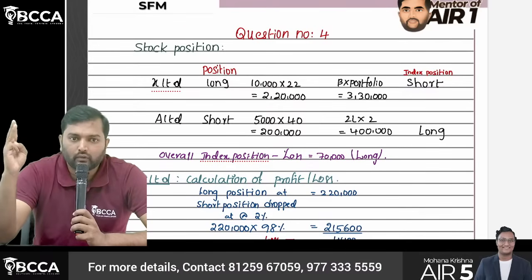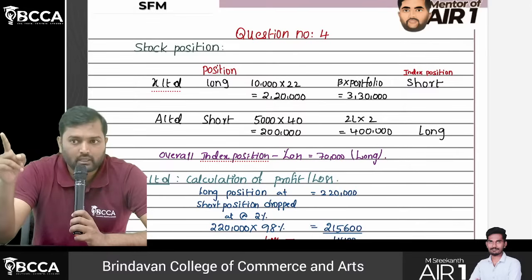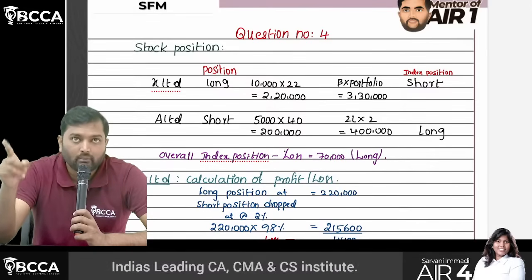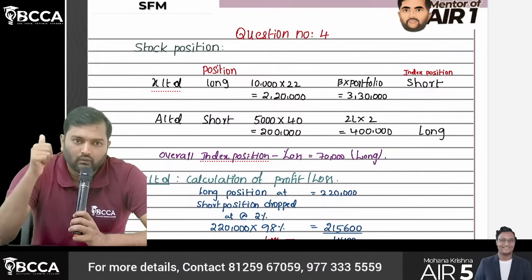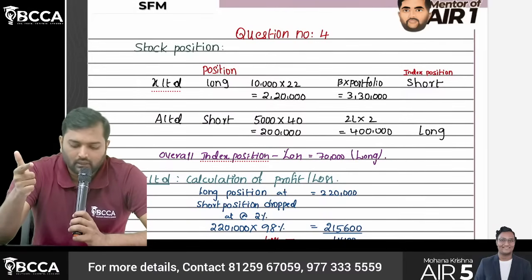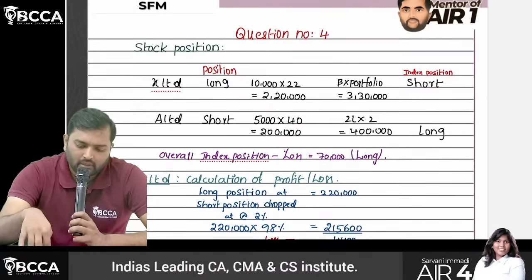So in our portfolio we have a 3: X Limited, A Limited, and next, index 70,000 long. He obtains a complete hedge. See the next part. Simple question.